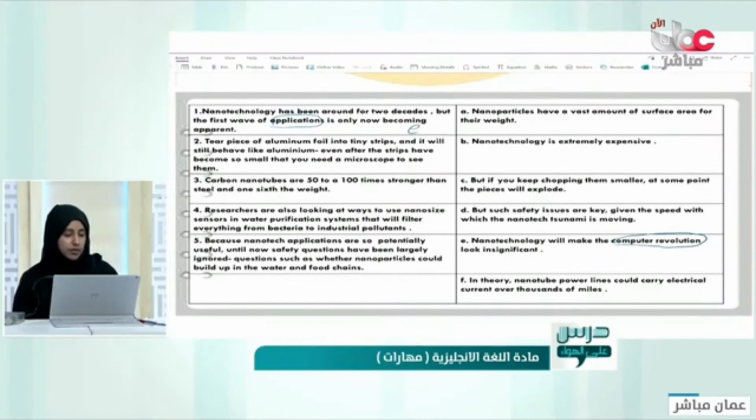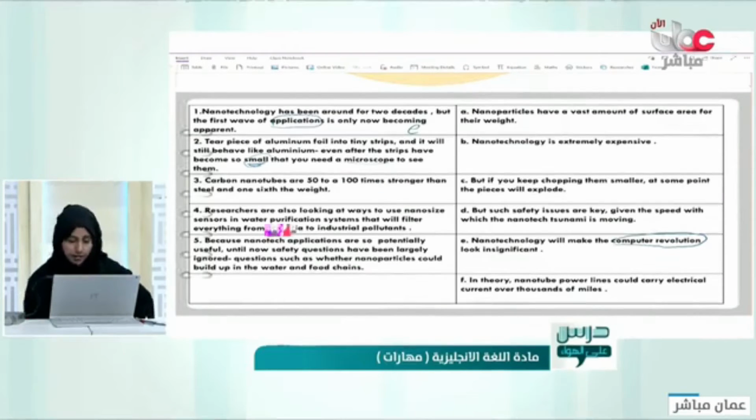Tear a piece of aluminum foil into tiny strips and it will still behave like aluminum even after the strips have become so small that you need a microscope to see them. Now again, try to find some related words. Let's have a look here. We have something small. It will still behave like aluminum even after the strips have become small. Microscope here, okay? Yes, we have something here. Yes, this one: but if you keep chopping them smaller, at some point the pieces will explode.